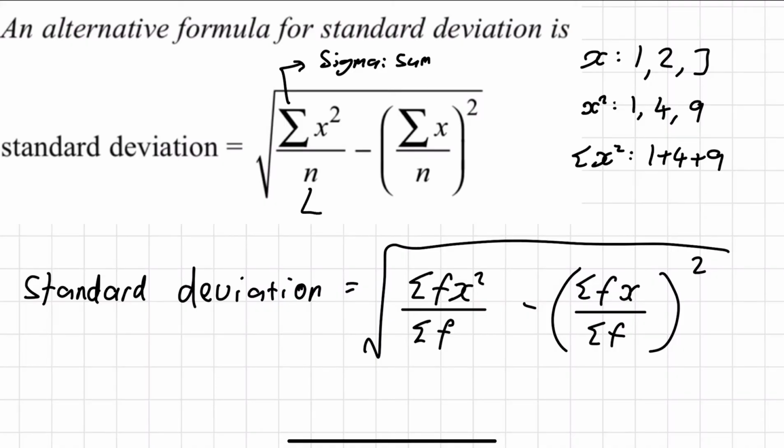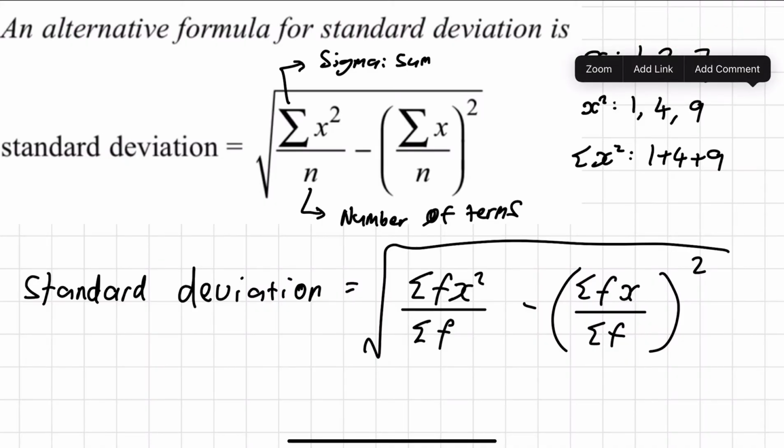Your n refers to your number of terms in x. So basically, I've written out 1, 2, 3. There's 1, 2, 3 terms. So n would be 3, because there's 3 numbers. If I added another 2 numbers, maybe 7 and 11, I now have 1, 2, 3, 4, 5 terms. So your number of terms, n, will be 5.